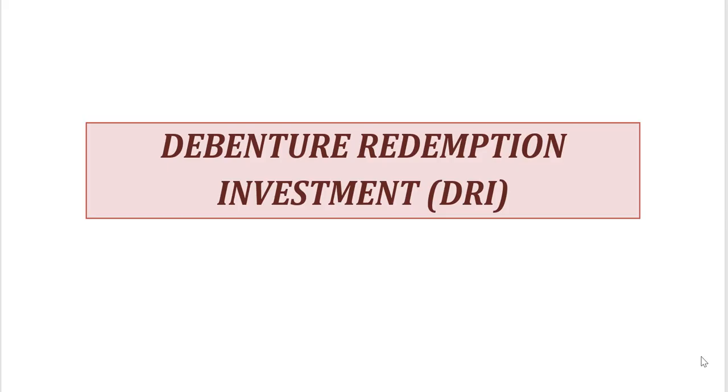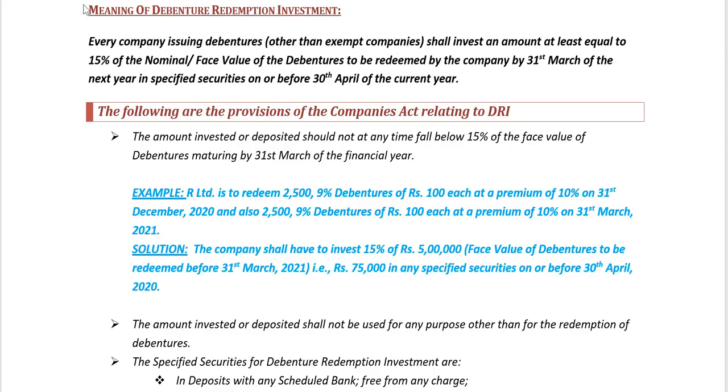We'll continue with the provisions of the Companies Act 2013 with regard to debenture redemption investment or DRI. Meaning of debenture redemption investment: every company issuing debentures other than the exempt companies shall invest an amount equal to 15% of the face value of debentures to be redeemed by the company by 31st March of the next year in specified securities on or before 30th April of the current year.